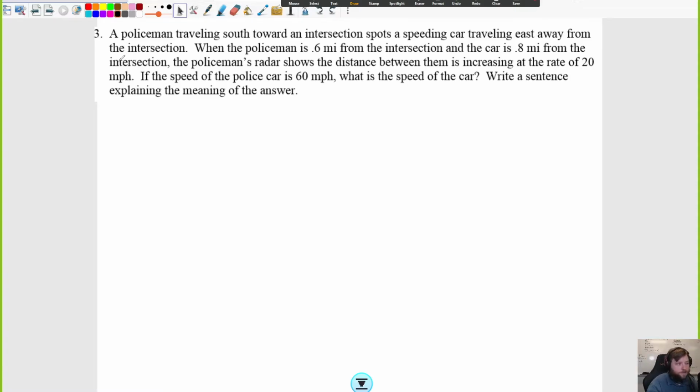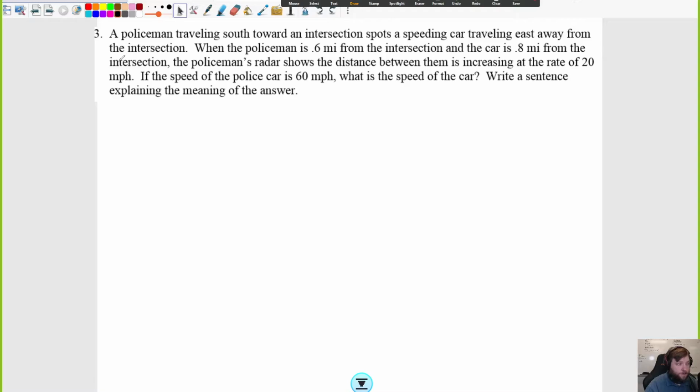There's directions. So, policeman's traveling south toward an intersection, spots a speeding car traveling east away from the intersection. Gosh, there's so many jokes we can make. When the policeman is 0.6 miles from the intersection and the car is 0.8 miles from the intersection, the policeman's radar shows the distance between them is increasing at a rate of 20 miles per hour. The speed of the police car is 60. What is the speed of the car?